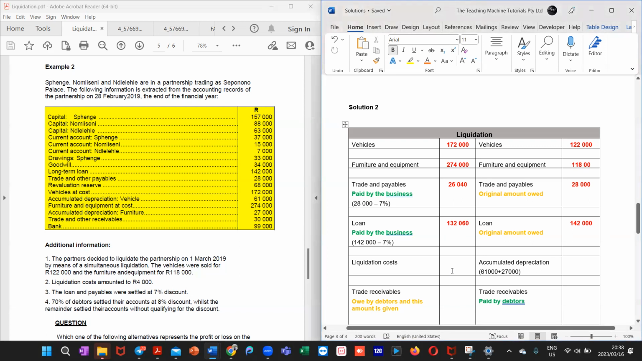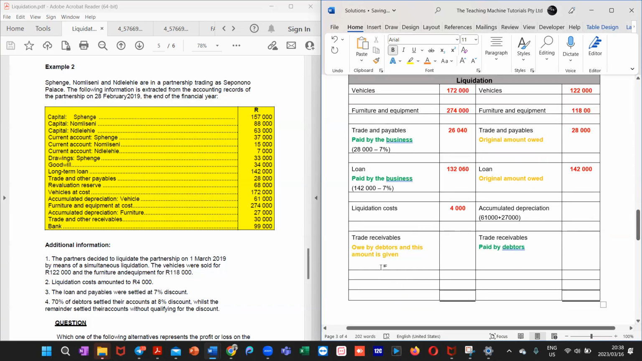And then we transfer the liquidation costs. Information says liquidation costs of 4,000. So 4, 3, and then information also says that trade receivables owed by debtors, and this amount is given, is trade receivables here, 80,000. Now let's look at how much the debtors will pay.